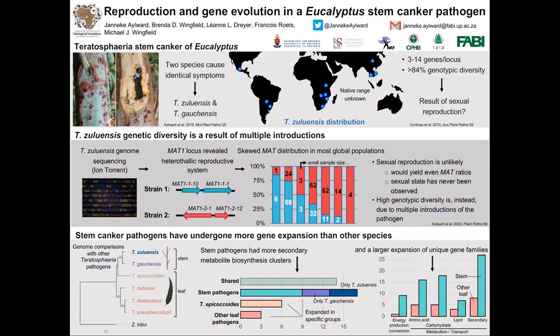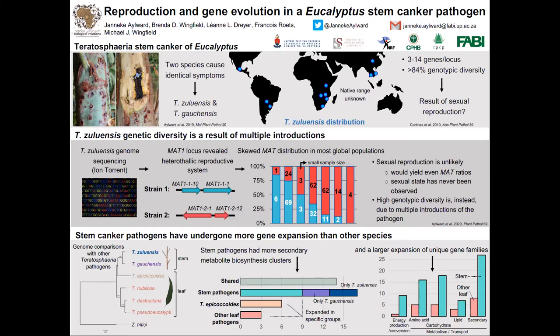heterothallic. In other words, each individual had only one of the 2 mating type versions, and therefore they require a compatible partner for sexual reproduction. We also found that compatible partners were not evenly distributed in the global populations of Trachis lentis, indicating that sexual reproduction is likely not occurring. It is more likely that this pathogen has been introduced multiple times into each region from an unknown source.